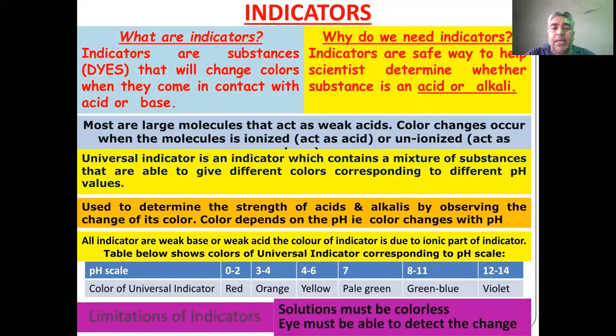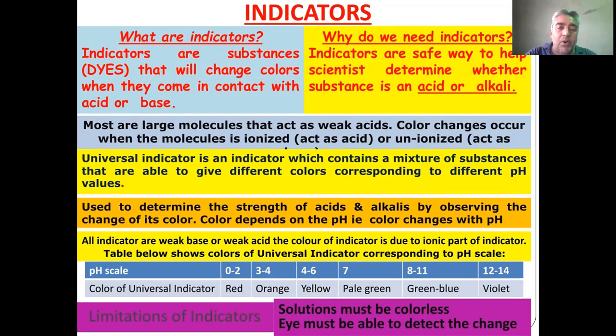Why do we use indicator? Indicators are a safe way for the scientist to determine whether a substance is acid or alkali or base.